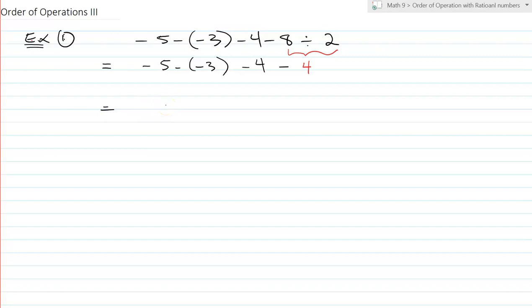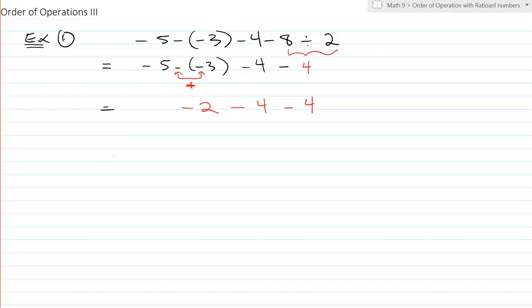Now we're going to deal with the addition and subtraction. Remember, there are two negative signs beside each other. This is negative 5 minus negative 3. So that's a plus. Okay, that becomes a plus sign right there. So negative 5 plus 3, that is negative 2. So let's do that. Negative 2, and then negative 4 comes down, and negative 4.